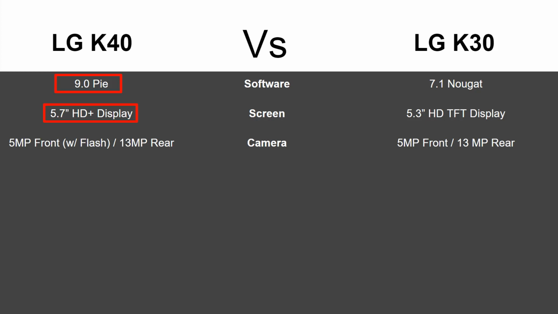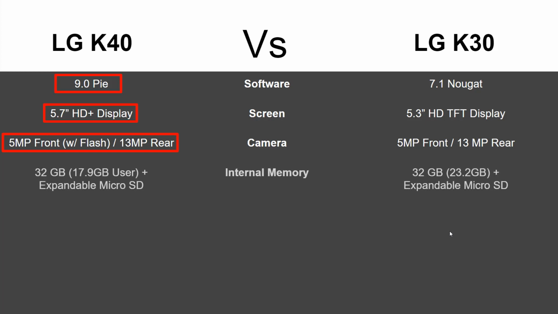When it comes to the camera, they both have a 13 megapixel rear camera and they both have a 5 megapixel front camera, but the K40 does have a flash on the front, so your selfies are going to be a lot brighter and your pictures in lower light are going to be a lot better because you have a legit flash on the front as well as the back. So definitely is a plus of the new K40.